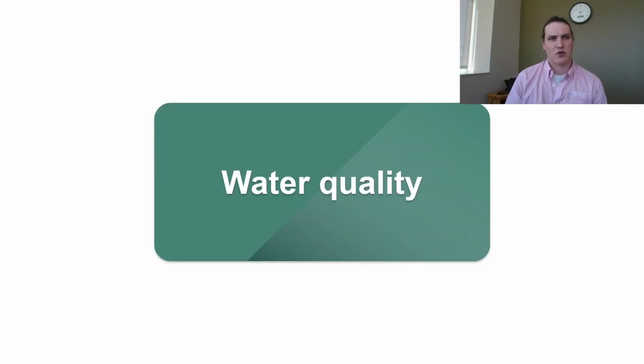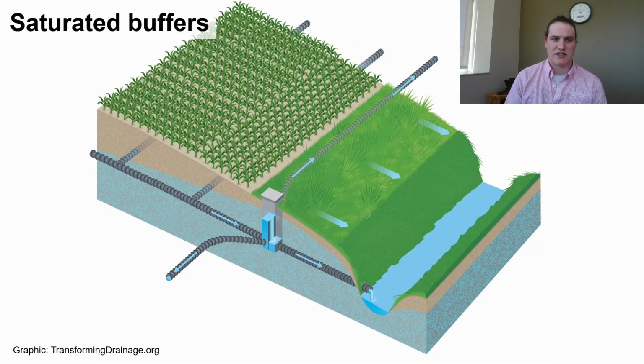Then moving in towards more of the water quality side of the decision tree, we're going to talk about saturated buffers. So saturated buffers are basically, you got your tile line coming out of your field here. It is going to throw in a control structure that is going to back up the water or raise the water table behind it and also divert the water to these parallel lines to the stream. These lines are perforated, just like most tile lines are. But the cool thing about these is it's going to send it through the buffer strip.